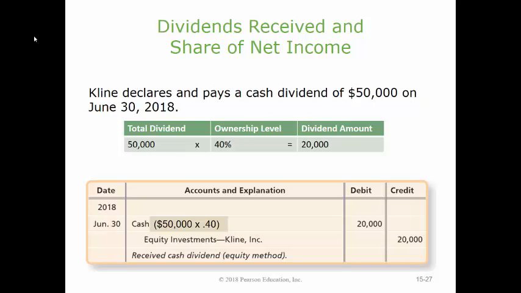However, they are reducing the amount of value their company has by sending out so much cash. We need to reduce the amount of value that our investment has because of that. We're going to credit equity investments - Klein Incorporated to reduce the value of that asset. So essentially, when dividends happen in a company that you have significant influence over, you're increasing the value of one of your assets, cash, but decreasing the value of another one of your assets, your equity investments, by that same amount.